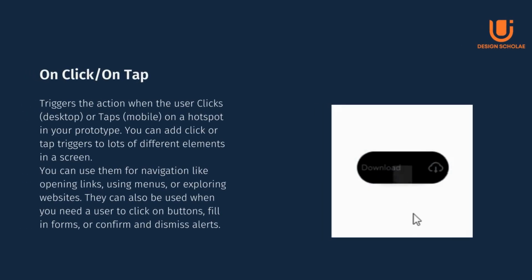On click or on tap triggers the action where the user clicks on desktop or taps on mobile on a hotspot in your prototype. You can add click or tap triggers to lots of different elements in a screen. You can use them for navigations like opening links, using menus, or exploring websites. They can also be used when you need a user to click on a button, fill in forms, or confirm or dismiss alerts.